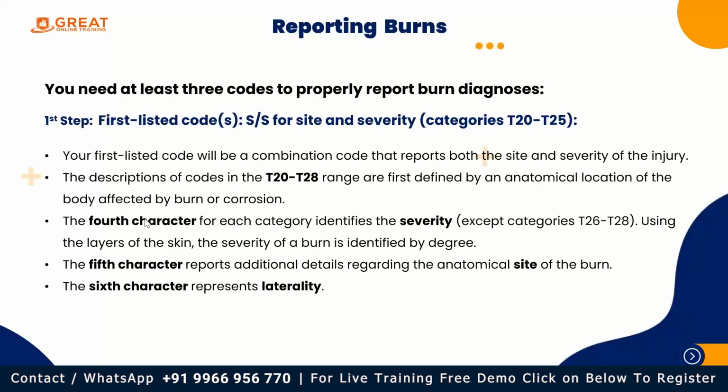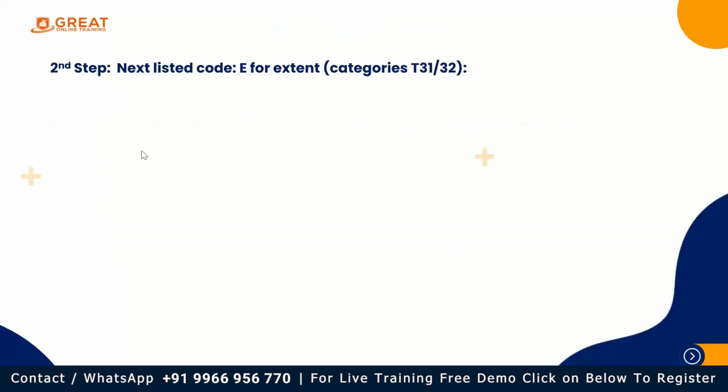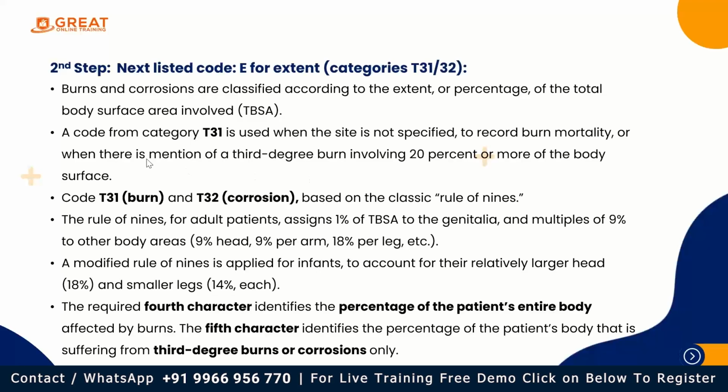So your first step will be this, using the anatomical site and everything, anatomical location and everything from T20 to T28 category. Okay. Second step will be extent code, and I have added this point also here. The code from category T31 is used when site is not specified, and or when there is mention of third degree burn involving 20% or more than that body surface area. In that case, you have to use this code additionally.